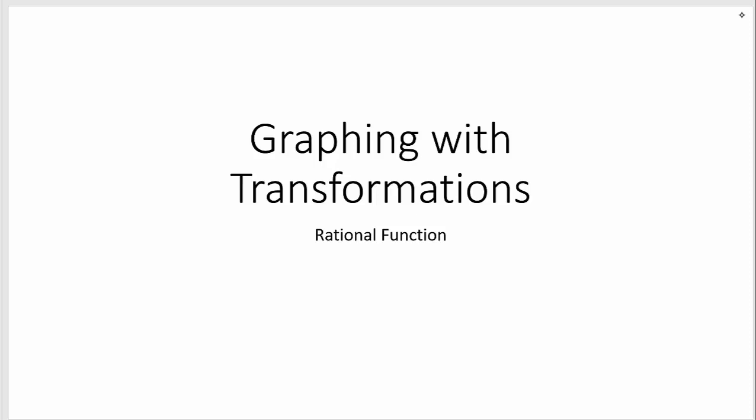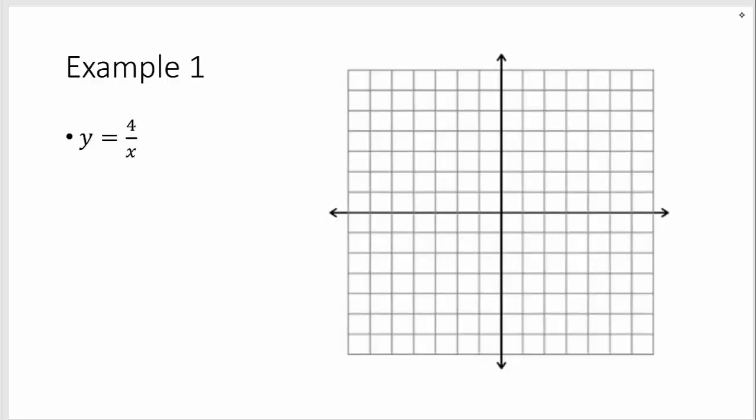We're going to continue graphing rational functions with transformations. Today we're going to add in the dilation and also focus on the translations in addition. So the first one here, we have y is equal to 4 over x. So we know that it's a rational function or reciprocal function because that x is in the denominator.